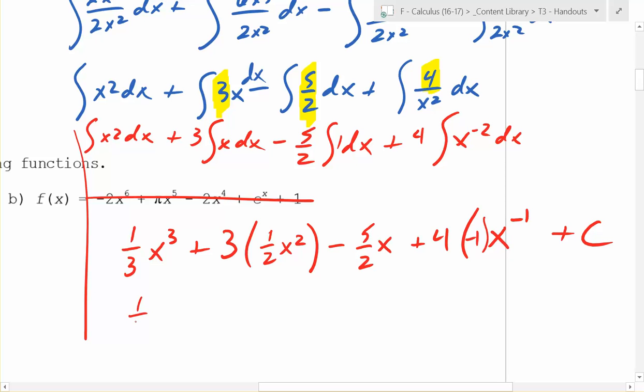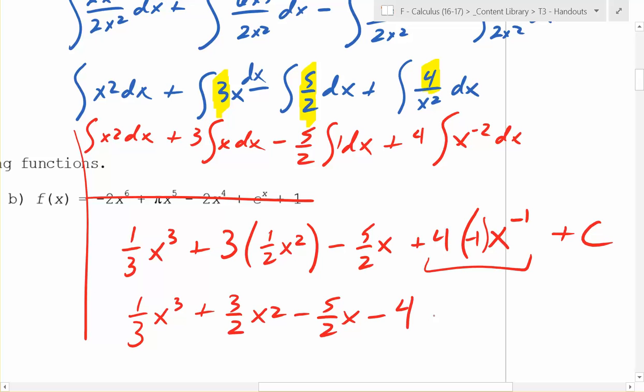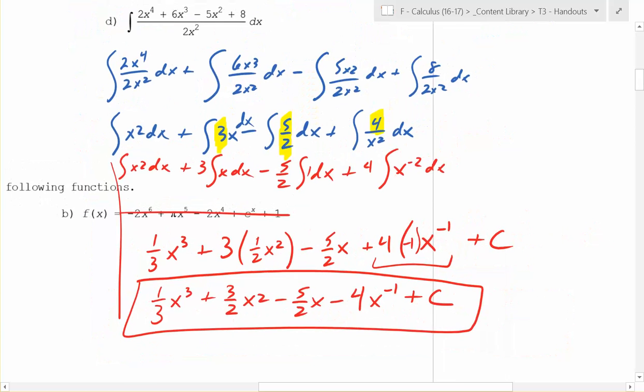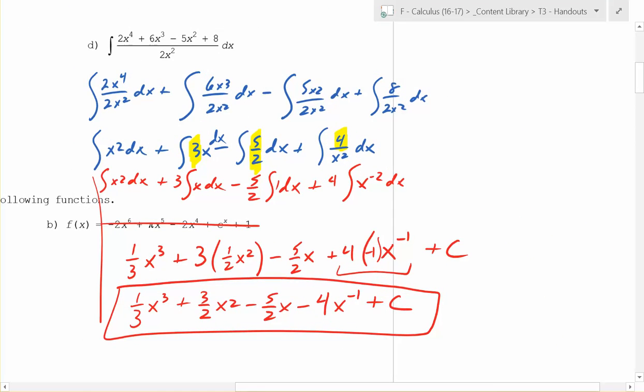Okay. So what is this final answer? 1/3 x cubed plus 3 over 2 x squared minus 5 over 2x plus, or minus what? This is negative 4x to the negative 1, plus c. So we think this is the final answer. How would you check this answer? How do you check to see if this is the right answer? We take the derivative. So let's take the derivative.